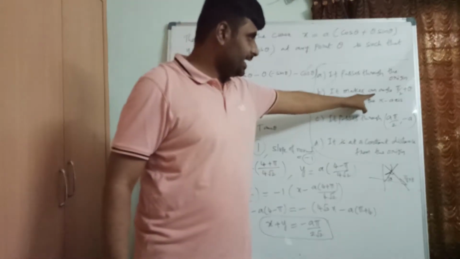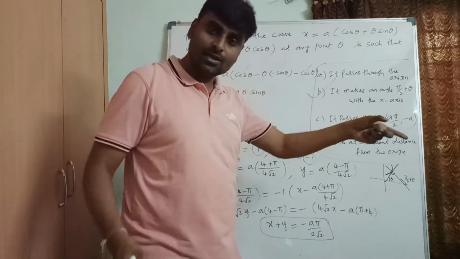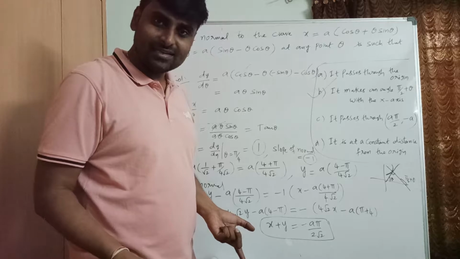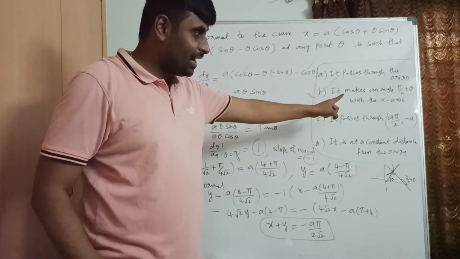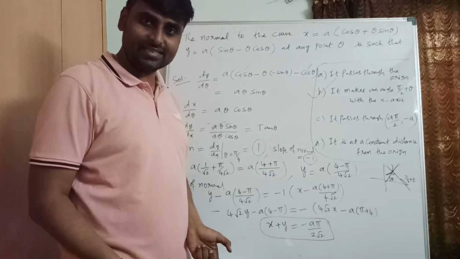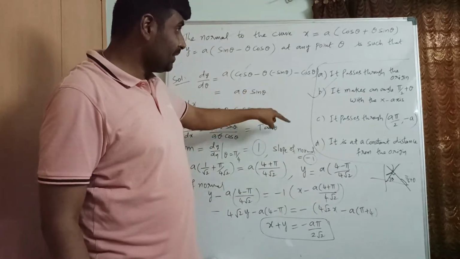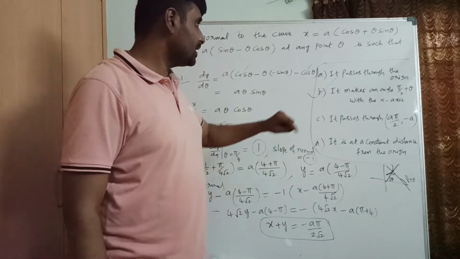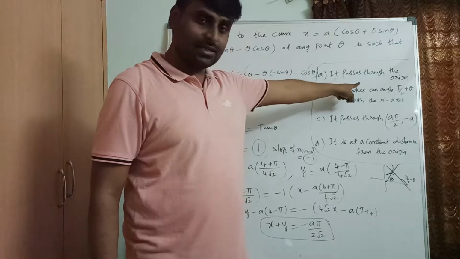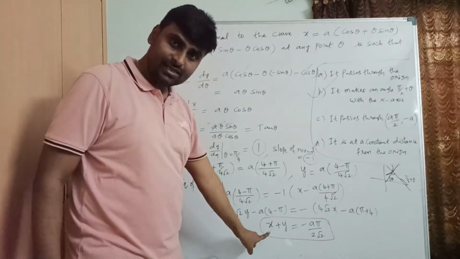It makes an angle pi by 2 plus theta with the x-axis. That is the general result. Every normal makes pi by 2 plus theta with the x-axis whenever tangent makes theta angle. Correct? Now, does it pass through the origin? So this line is passing through the origin? No.